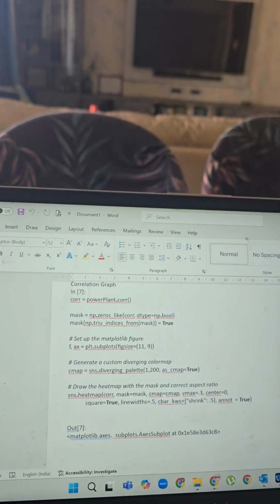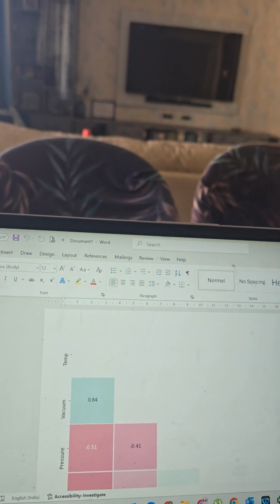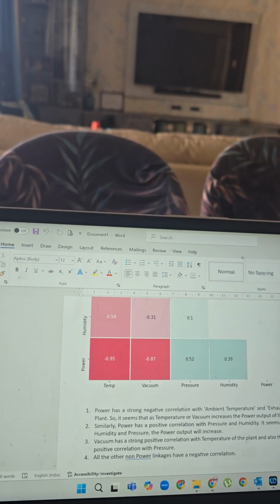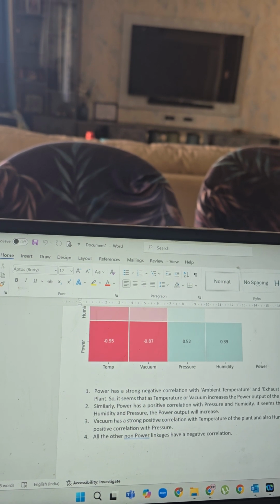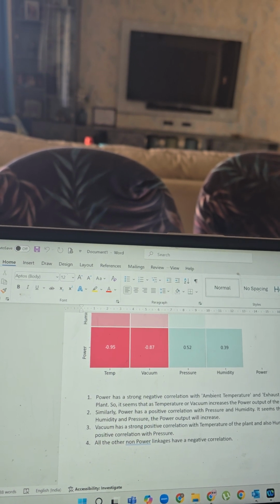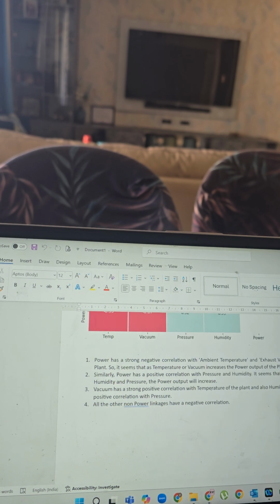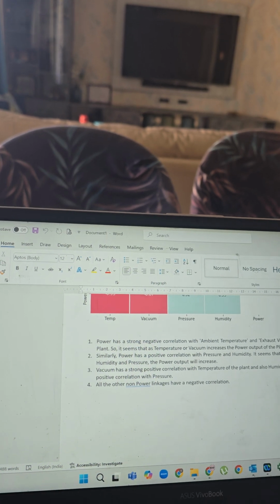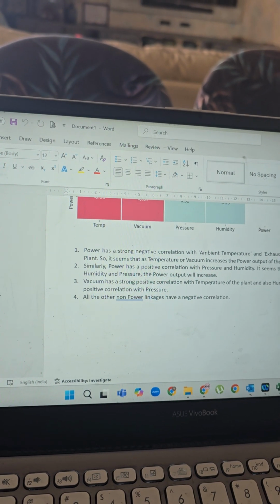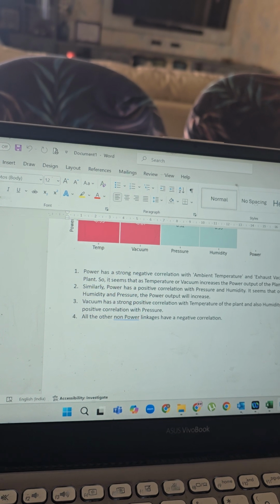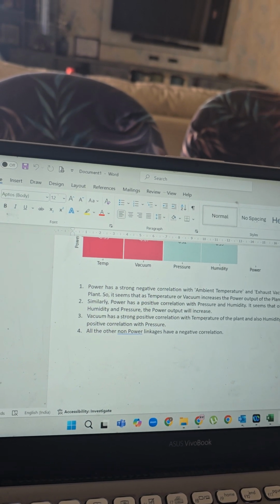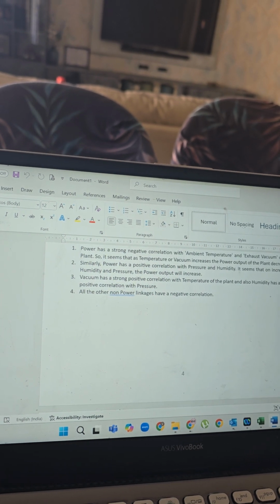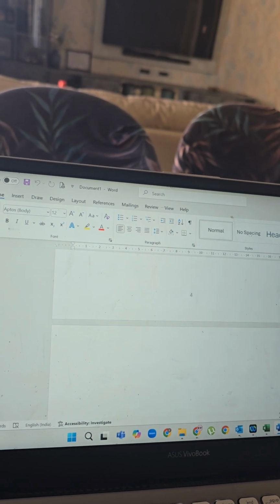Here first we have used the output and we have tried to see the negative and positive correlations. Here we have a strong negative correlation of power with ambient temperature and exhaust vacuum. So it seems that as temperature and vacuum increase, the power output of the plant decreases. Similarly, power has a positive correlation with pressure and humidity. It seems that on increasing humidity and pressure, the power output will increase. Vacuum has a strong positive correlation with temperature of the plant, and humidity has a small positive correlation with pressure. All other linkages have a negative correlation.